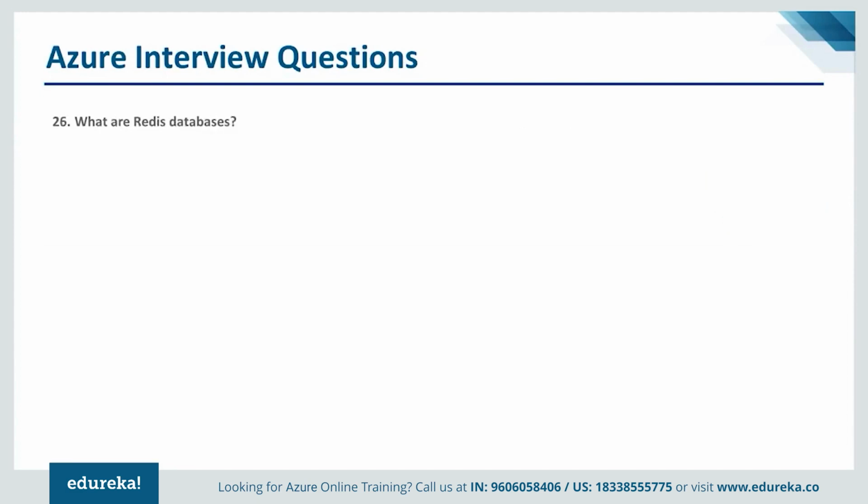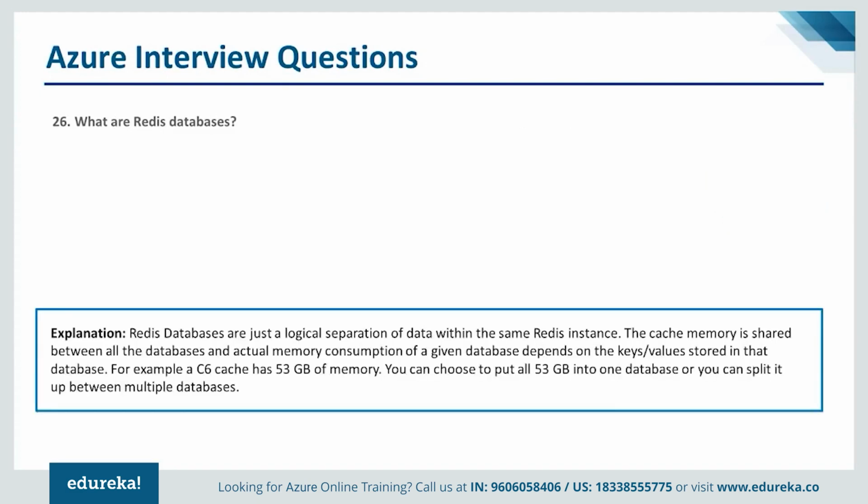What are my Redis databases? Redis databases are just a logical separation of data within the same Redis instance. The cache memory is shared between all the databases, and actual memory consumption depends on the keys and values stored in the database. For example, a C6 cache has 53 GB of memory, and you can choose to put all 53 GB into one database, or you can split it into multiple databases.